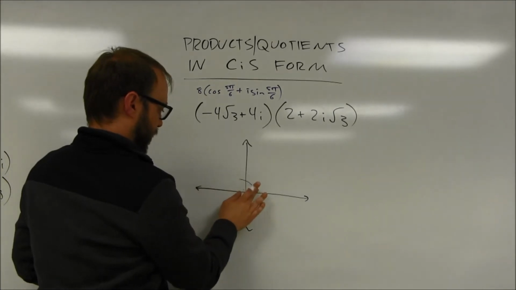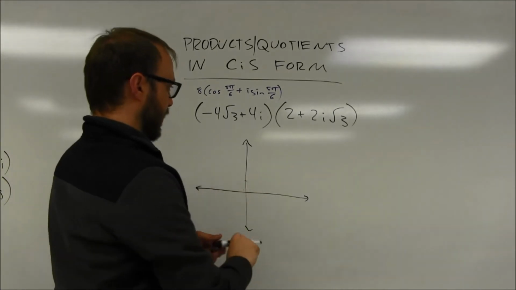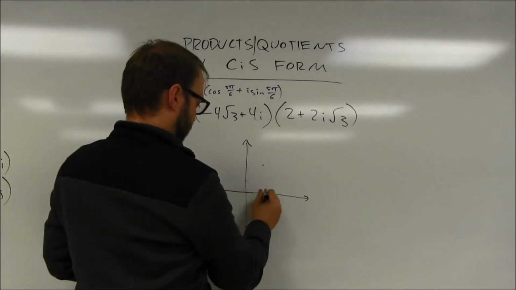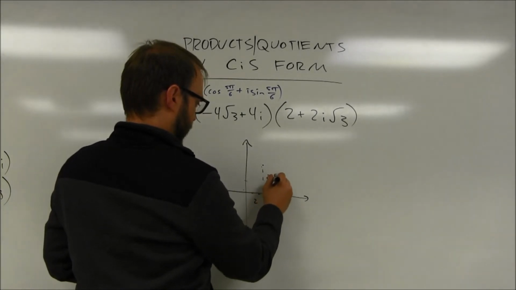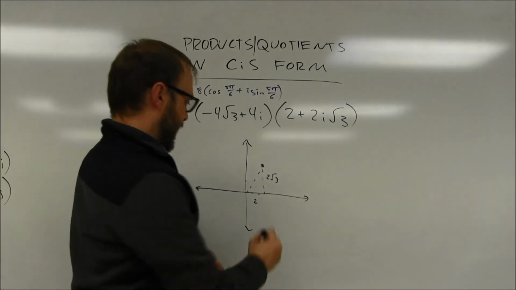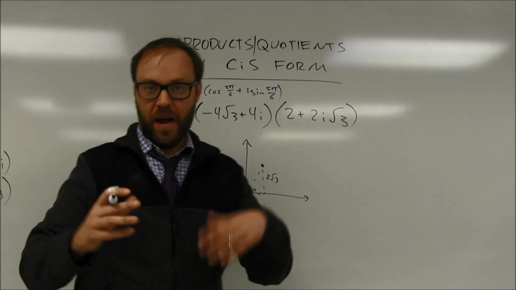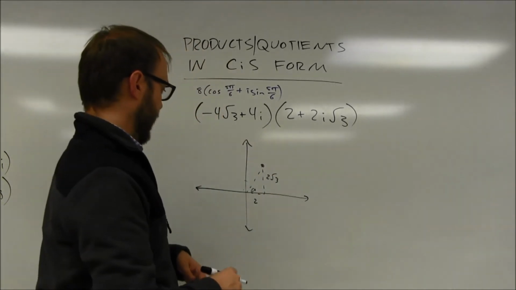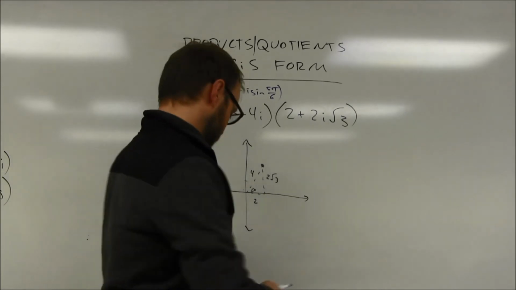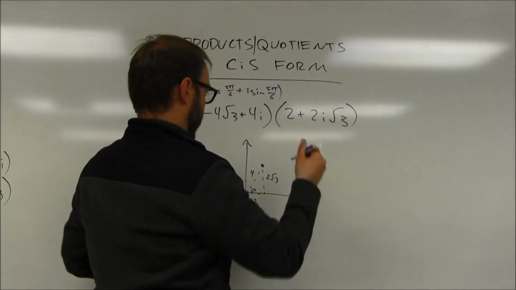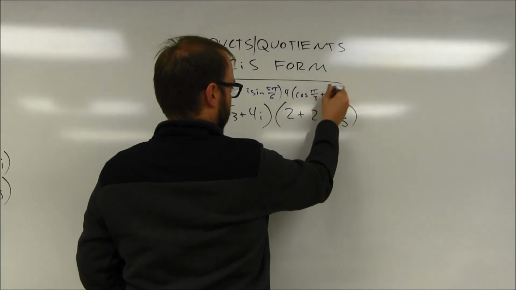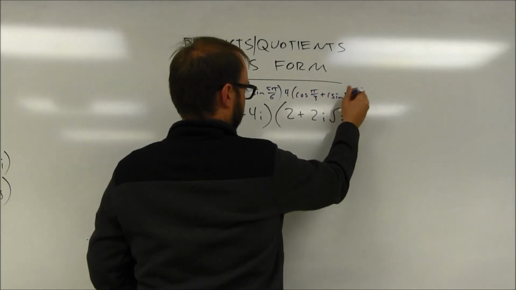Now let's take a look at the second one. The second one I think is going to be over in the first quadrant. It's 2 plus 2i radical 3. So that's going to be a point here. You've got a little triangle, you're going over 2, you're going up 2 radical 3. Your point is going to be right here. That's a 60-degree angle, or pi over 3 radians. The absolute value there is going to be 4. So that number is 4 cosine of pi over 3 plus i sine of pi over 3.